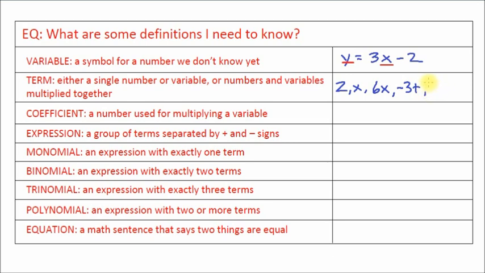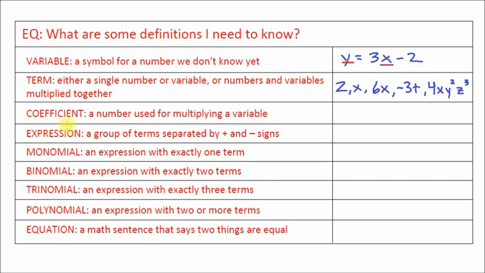And here's another one. You can get actually pretty complicated. You could say 4xy to the second z to the third. This is just a combination of a number and a bunch of variables, but they're all multiplied together, so this would be considered a single term.